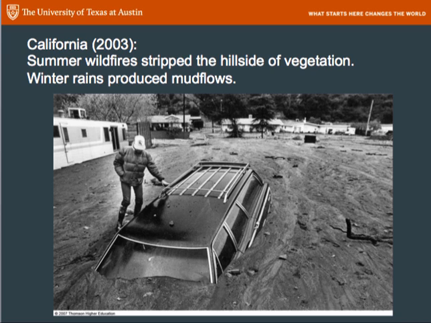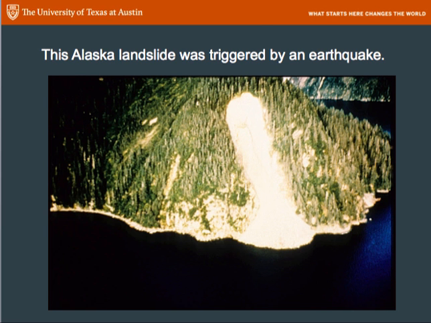Debris flows are very common when wildfires have stripped the hillside of vegetation. So winter rains following a summer wildfire season can produce debris flows like this one from California in 2003. This is a picture of a landslide in Alaska that was triggered by an earthquake. Landslides can be set off by any of a number of things, but earthquakes are one common way that landslides get triggered.